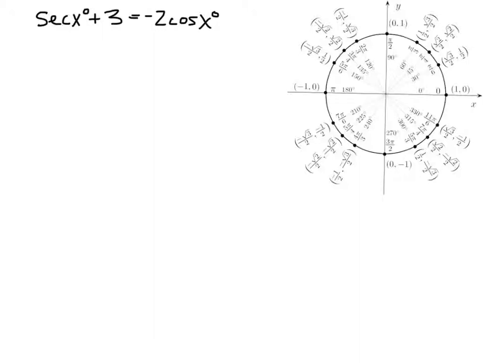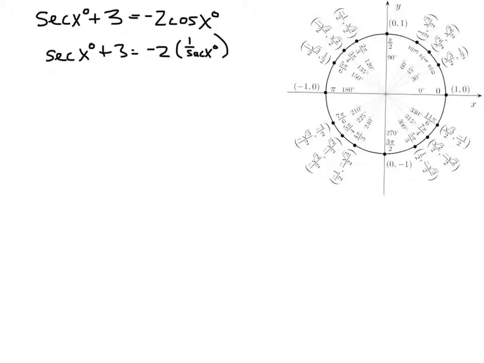Alright, in the last example, secant of x plus 3 equals -2 cosine of x. There are multiple ways that we could approach this problem, so this is just one way. I'm going to use the identity that the cosine of x is 1 over secant. So I've got the secant of x plus 3 equals -2 times 1 over secant of x.